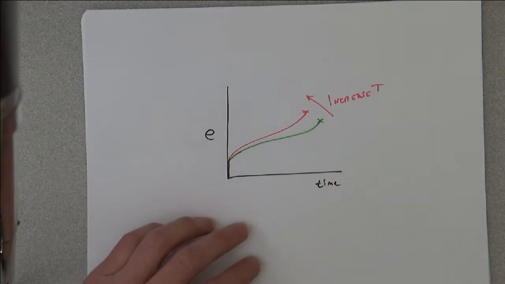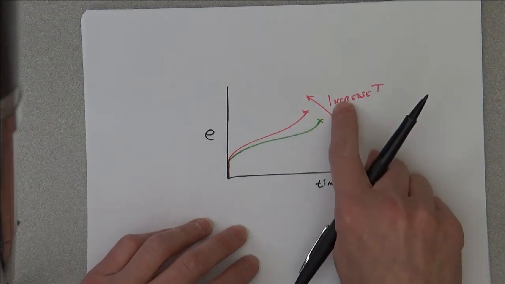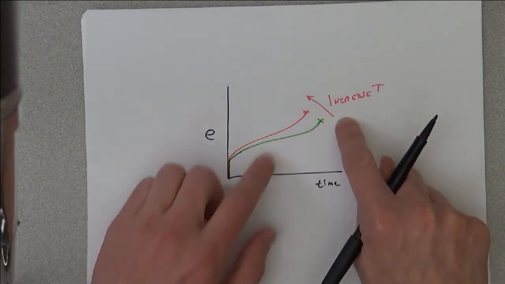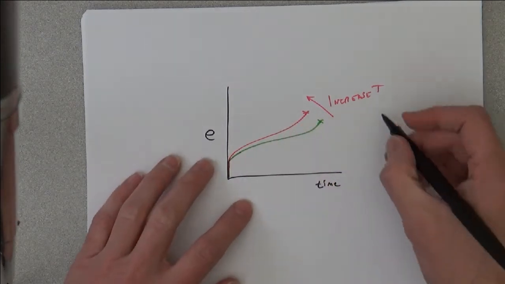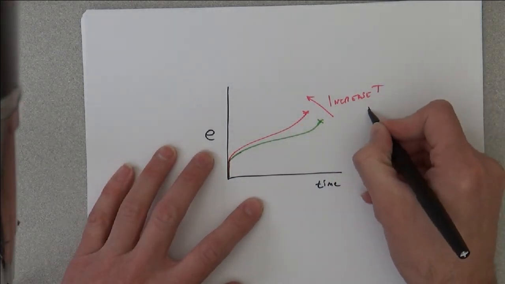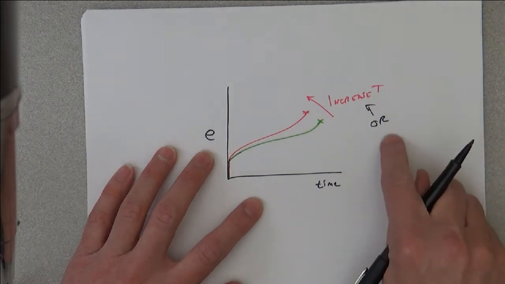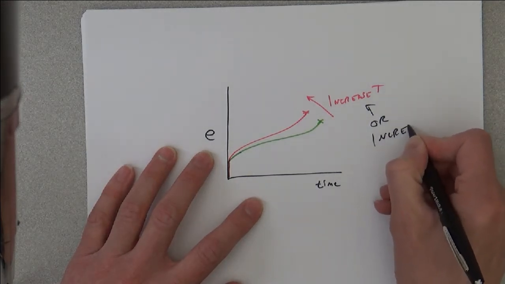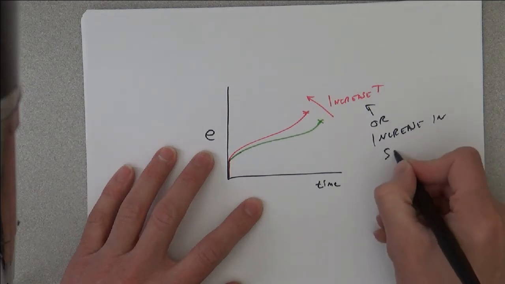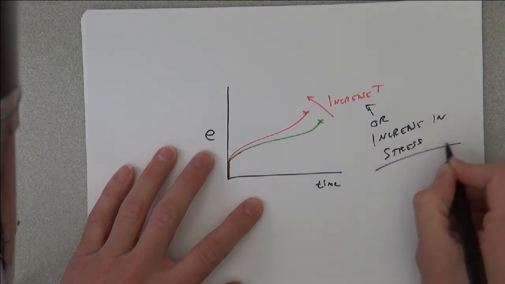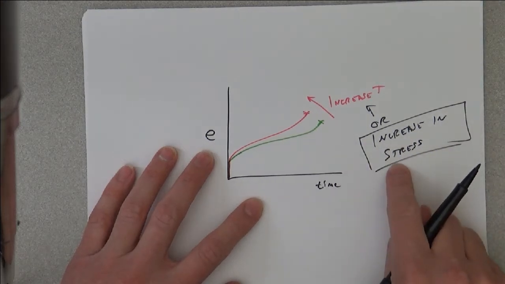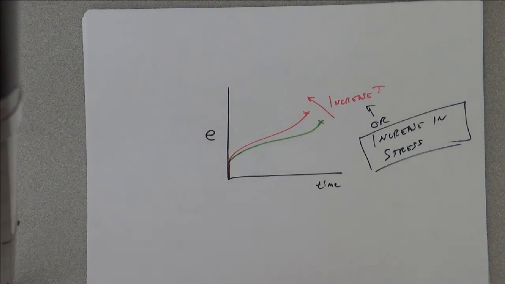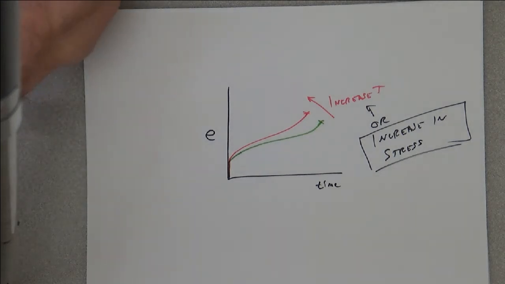Now, this is also a part that's under load. So instead of increasing temperature, you could have very similar changes in terms of the increase in the strain rate by increasing the applied load. And that's important because it means that basically you have two variables here. You have the temperature and you have the stress that are part of the system, and those two are not independent of each other.